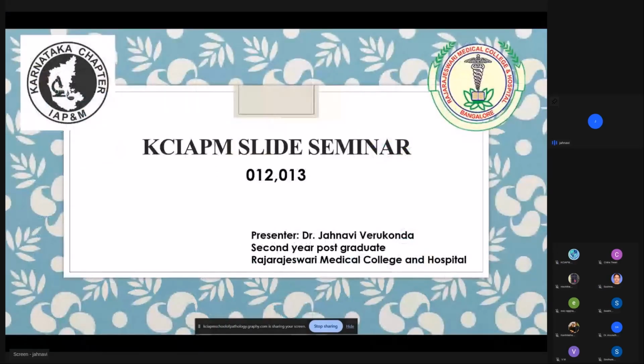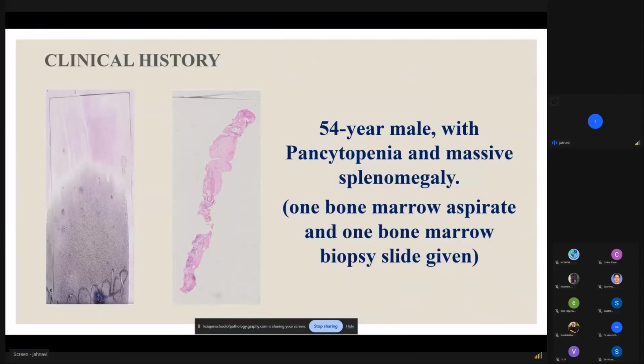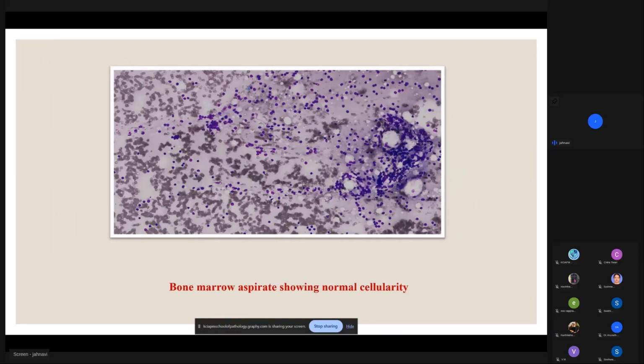Good afternoon, everyone. I'm Dr. Jahnavi from Rajajeshwari Medical College and Hospital. I'll be discussing long case number 3, slides 12 and 13. Coming to the history, a 54-year-old male with pancytopenia and massive splenomegaly. Slides given were 1 bone marrow aspirate and 1 bone marrow biopsy. Based on the history, we can think of some chronic marrow disorders, lymphoid or myeloid neoplasms, or pancytopenia secondary to splenic sequestration. This is the aspirate showing normal cellularity.